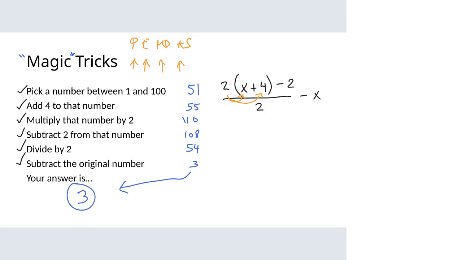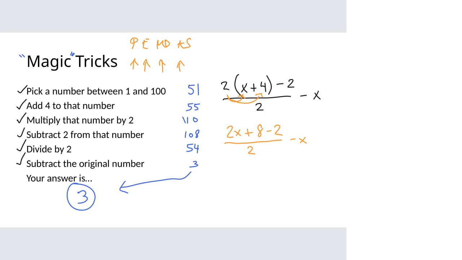And it looks like there's more, which is great too. So it's called the distributive property. We are going to distribute that 2 through those parentheses. The 2 needs to get multiplied by everything in there. And when we do that, then we have 2 times x is 2x. 2 times that positive 4 is a positive 8. We still have that minus 2 hanging around. We still have this 2 on the bottom, and we still have subtract x over there on the right.